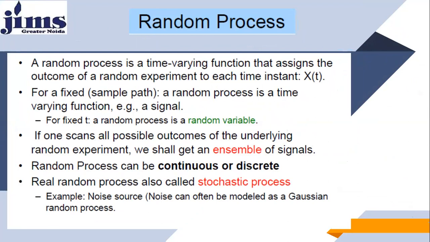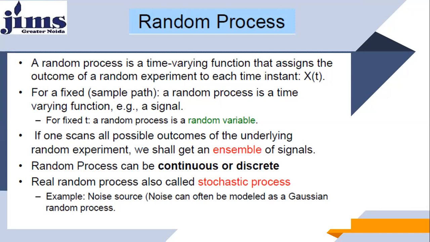First of all, random processes are also called stochastic processes, right? So in probability theory, a stochastic or random process is a mathematical object usually defined as a family of random variables, right?